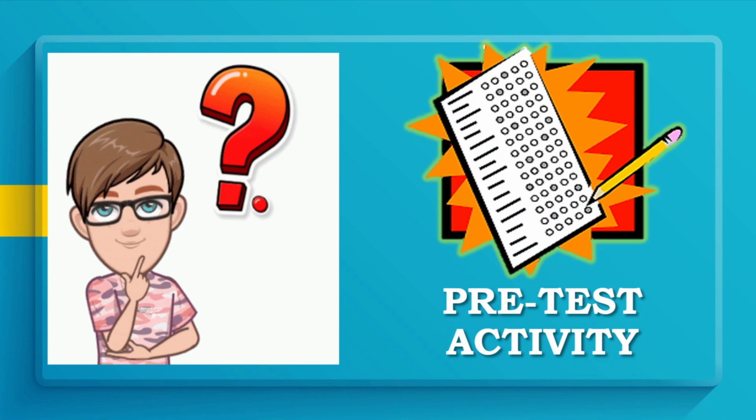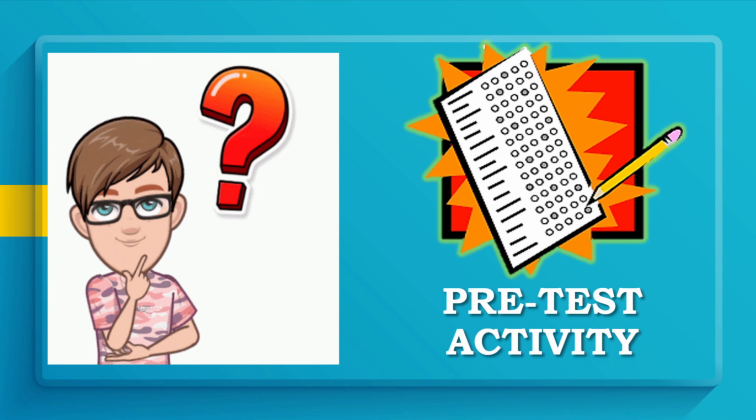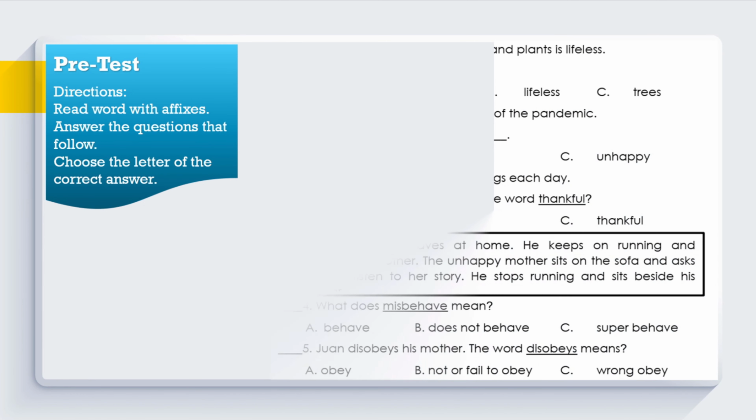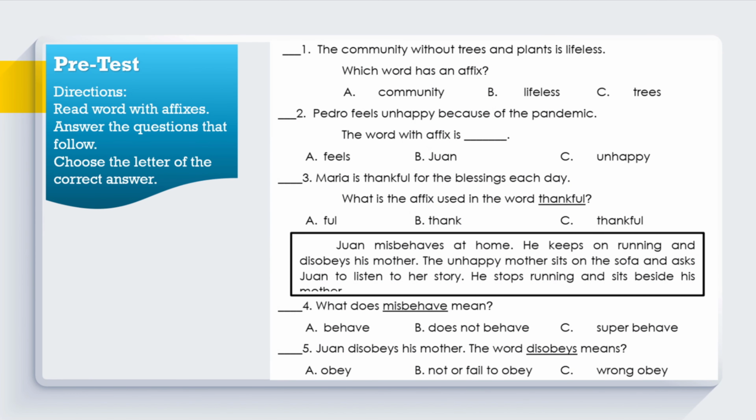Pre-test activity. Directions: Read words with affixes. Answer the questions that follow. Choose the letter of the correct answer. 1. The community without trees and plants is lifeless. Which word has an affix?